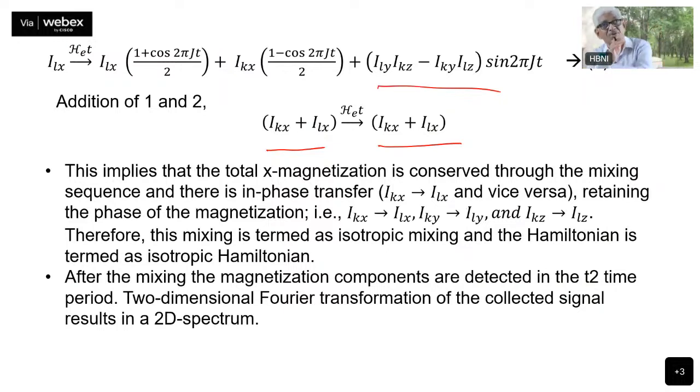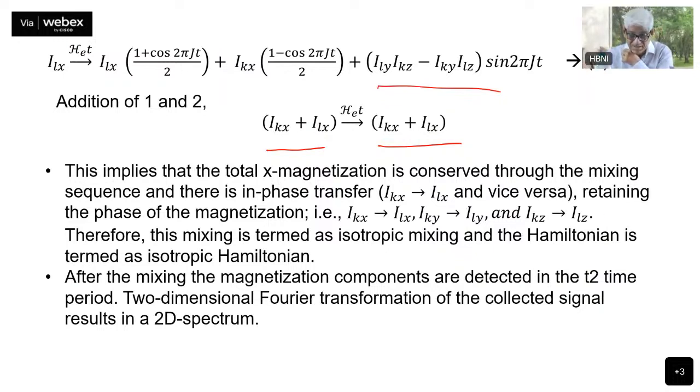So, in phase transfer, this is the most important thing. This implies that the total X magnetization is conserved through the mixing sequence, and there is in phase transfer from IKX to ILX and vice versa, retaining the phase of the magnetization. IKX goes to ILX, IKY goes to ILY, and IKZ goes to ILZ. You can do the calculation for IKZ, ILZ also, but for the transverse plane, we are not concerned about that.